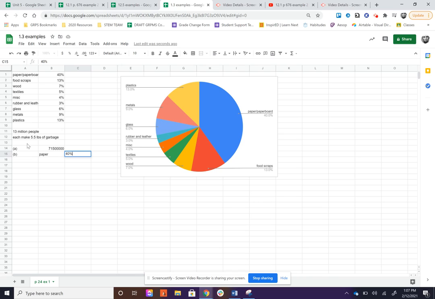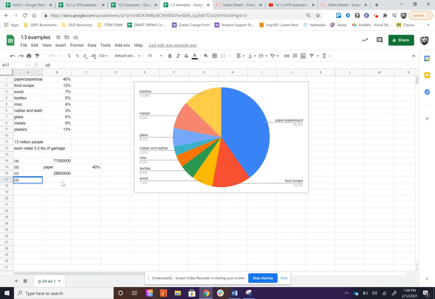Use the answers from parts A and B to estimate the amount of paper and paperboard in the garbage. So the way that we would do that is you're going to take your total amount and you're going to multiply it by 40%. So what's cool is I can say equals, I'm going to take this value and multiply it by this value. And it's going to give us about 28,600,000. I wonder if I should zoom in a little bit.